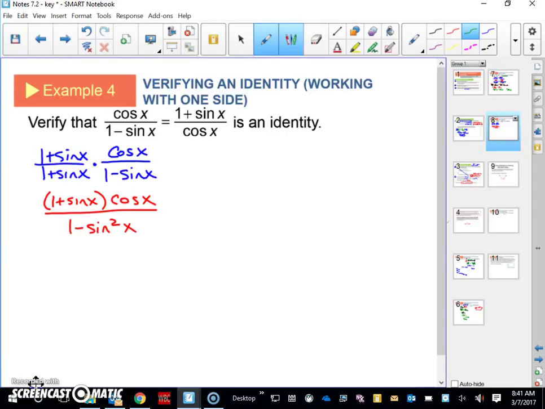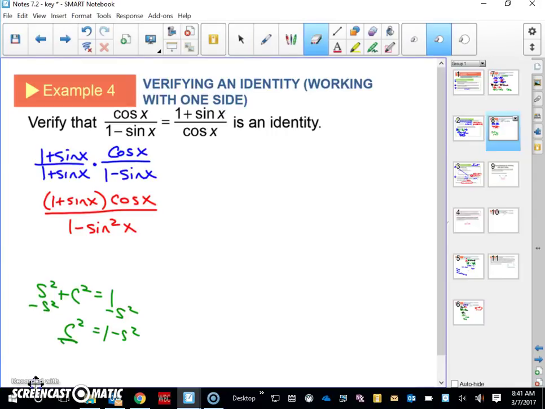Here's a hint for you. When you see the number 1 and something squared, it should give you a signal that it's one of those Pythagorean identities. There are 3 Pythagorean identities, and if I see a 1 and a sine squared, I'm thinking maybe that's equal to cosine squared. Remember, sine squared plus cosine squared equals 1. So if I subtract the sine squared, you would see that cosine squared equals 1 minus sine squared.